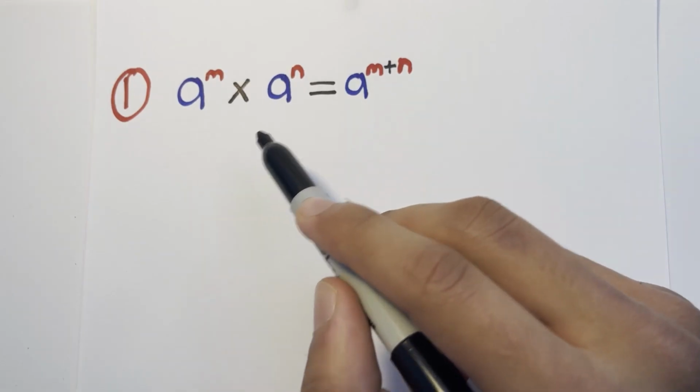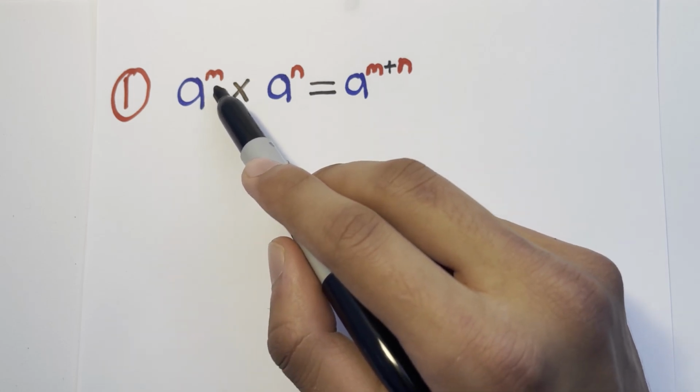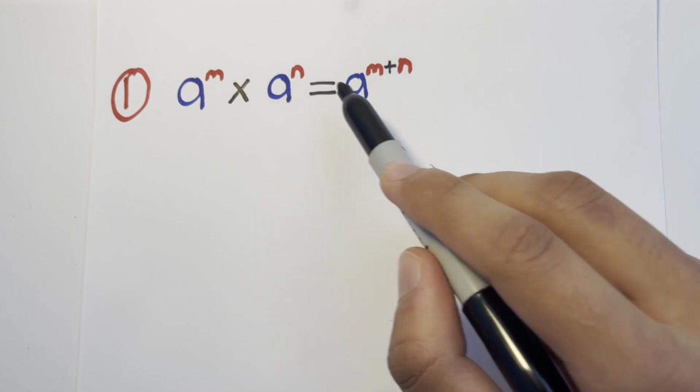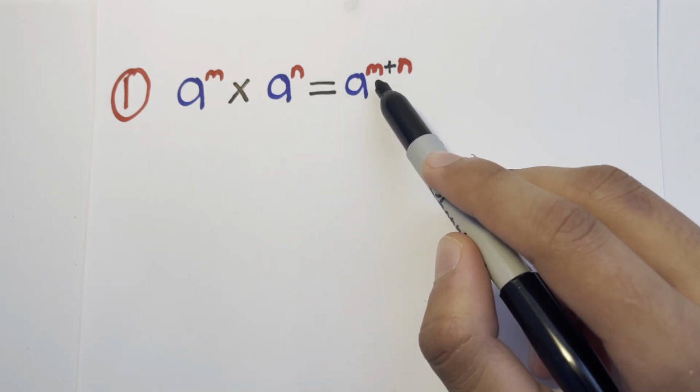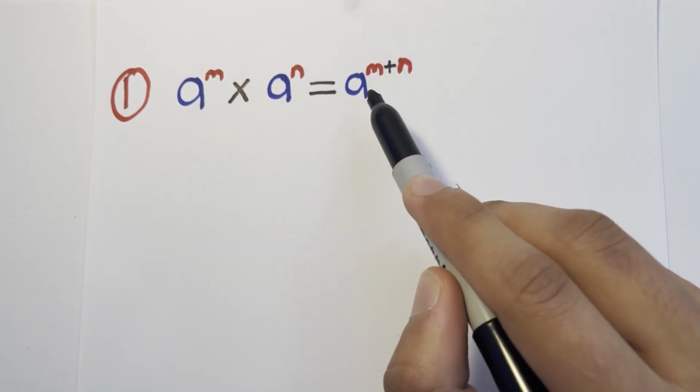Our first indice law is about multiplying indices. So if you raise some base a to a power m and you multiply that by that same base raised to another power n, your result is a raised to m plus n. Notice that both bases have to be same for this rule to be true.